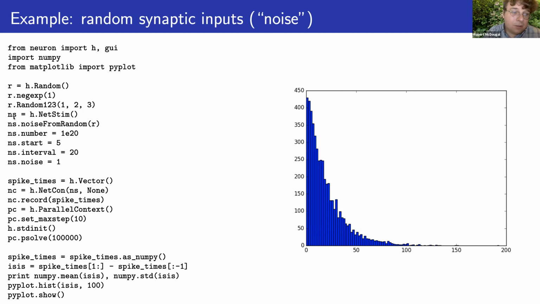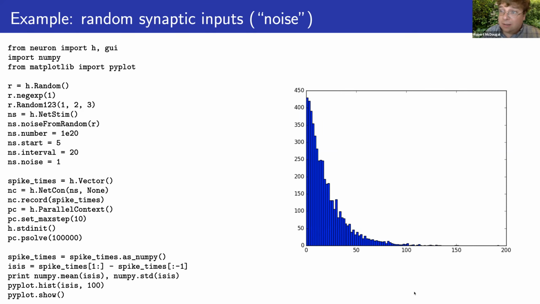Now I'll construct my NetStim, and it has a method we've never seen before, which is noise_from_random. My NetStim will use the random number generator that I pass in to choose the intervals between my spike events. As long as I construct Random123 with the same parameters, I will always get the same results.